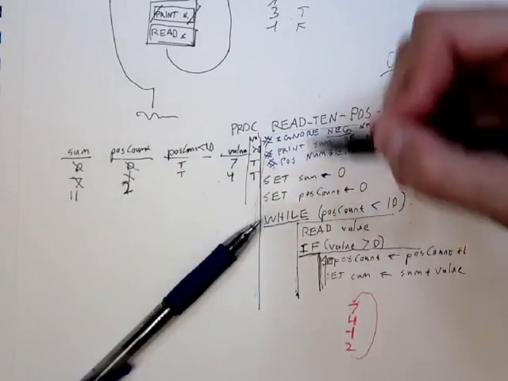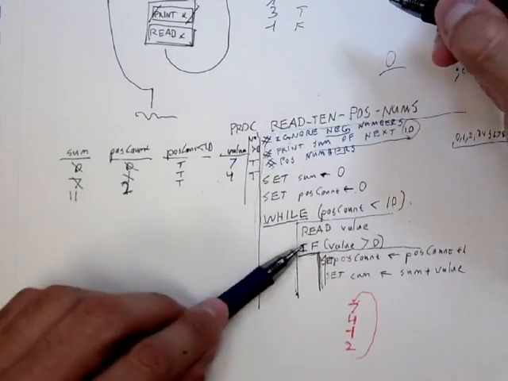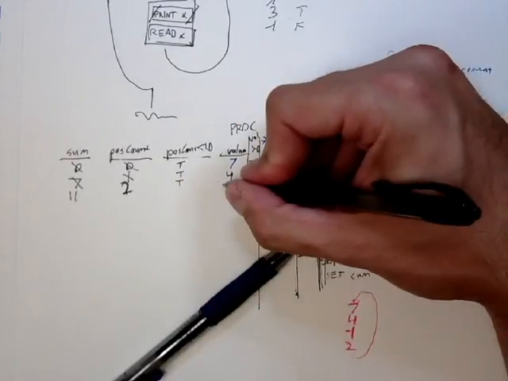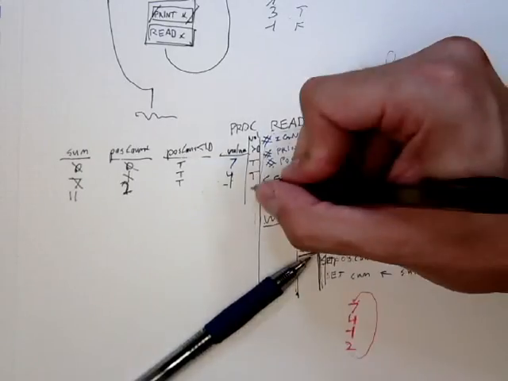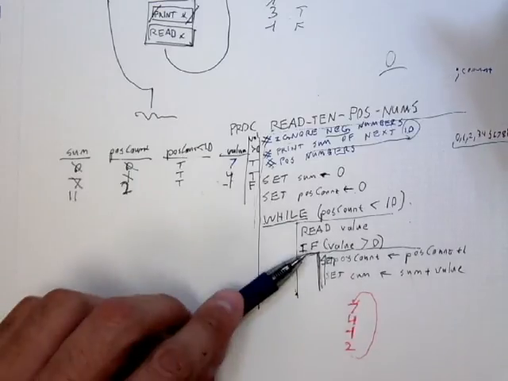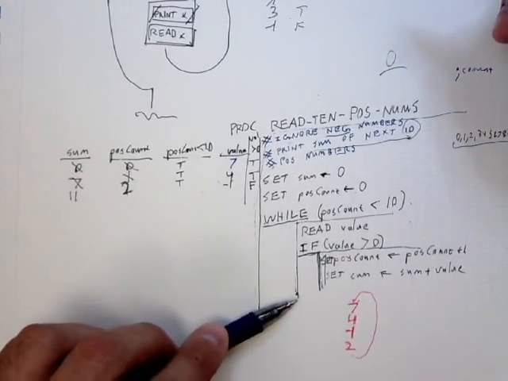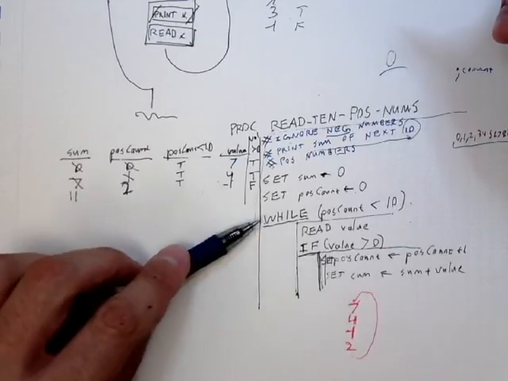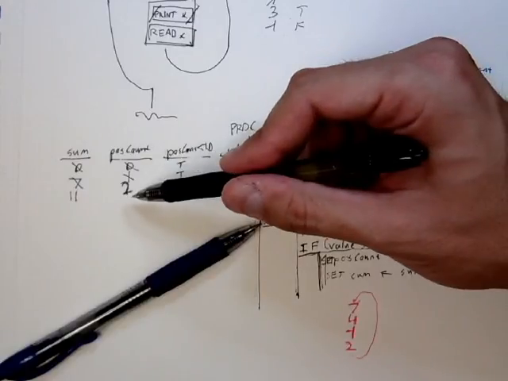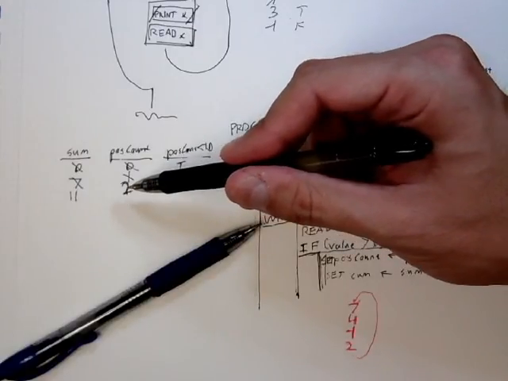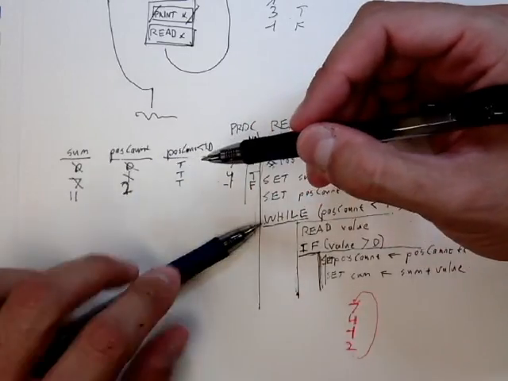We're checking whether pos count, which should have been 2 here, is less than 10. That is true. We're going to read value, which is a minus 1, and we're going to check if value is greater than 0. That is false. Because it's false, we don't execute that code. We go out of the if statement. There's nothing else to do, so we go back up to the top of the while loop. Pos count didn't change, so pos count remains 2, and that's less than 10.